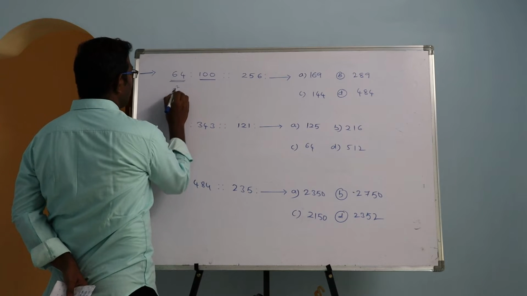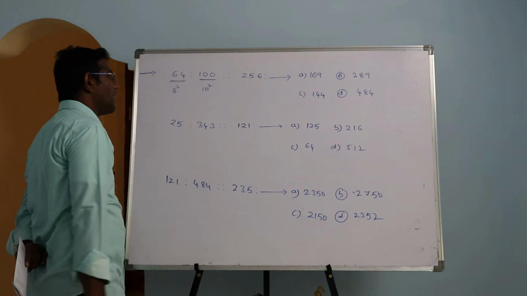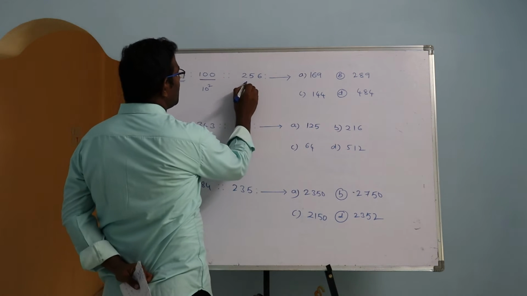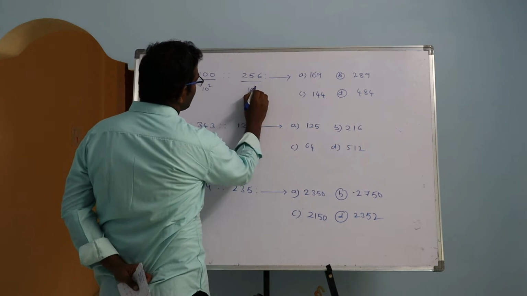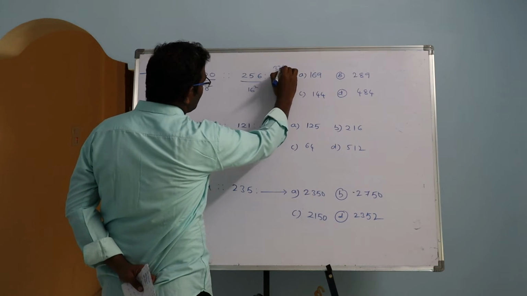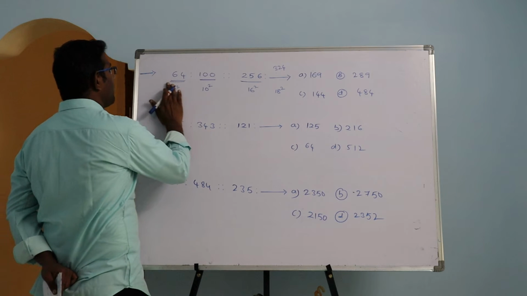64 can be written in the form of 8 square. 100 can be written in the form of 10 square. 8 and 10 are both even numbers, consecutive even numbers. 256 is the square of 16. The next even number is 18. 18 square how much? 324. Is 324 in the options? There is no 324 in the options.